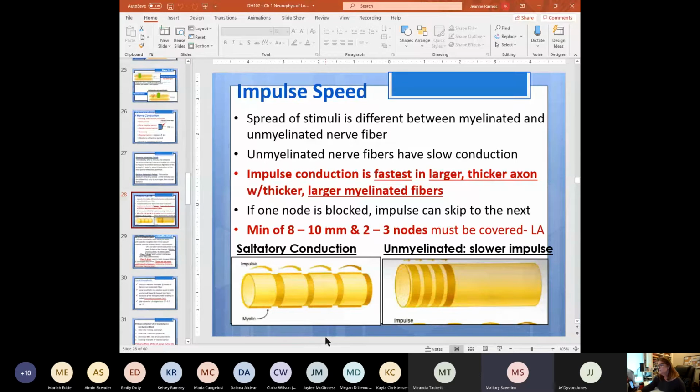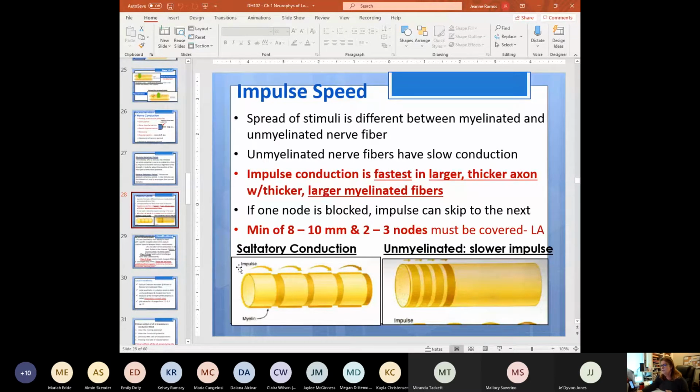On the 2 to 3 nodes that have to be covered, you said they can be skipped or blocked and we don't know why. So is there never more than 3 blocked in a row? Is that why it has to cover 2 to 3 nodes? Yeah, it hasn't been shown that it's blocked up to 4. So they think it's 2 to 3 nodes. We want the anesthetic to cover this one in case this one's blocked.